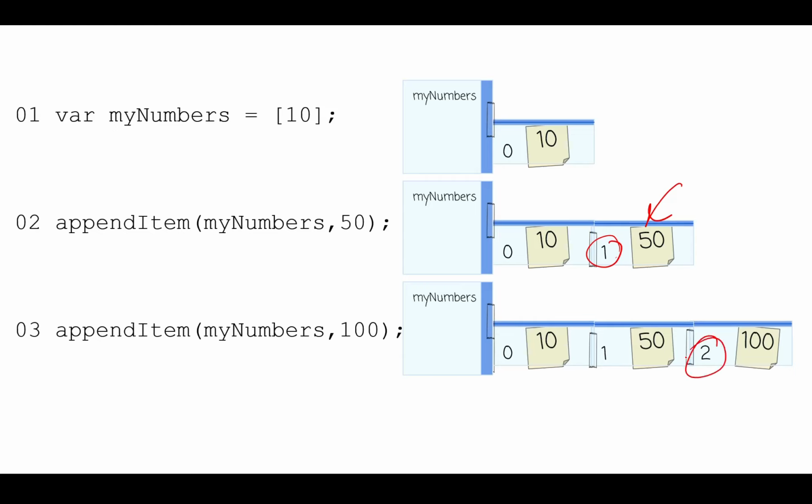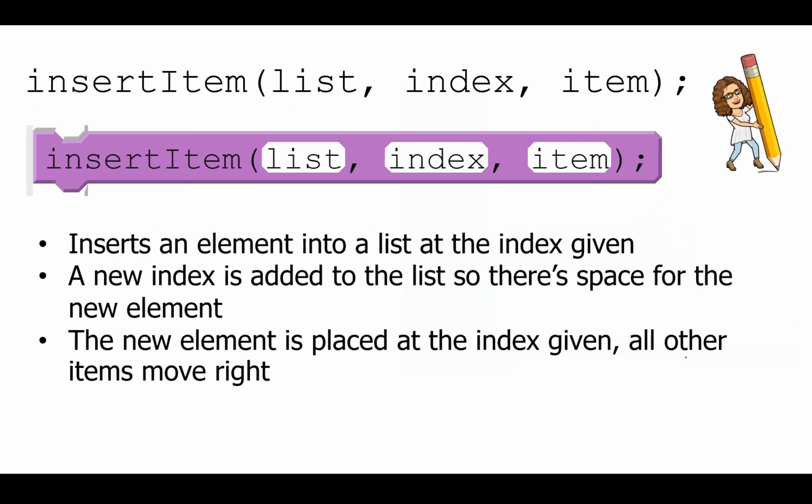Now you're probably thinking, well, Marsh, what if I want to add in the middle? Here you go. Insert item. Insert item allows you to add in the middle of a particular list. So you're going to say what list, what index, and what item do you want to put in there? This inserts an item in a list at the index that you gave. That new index is added to the list, so there's space for the new element. And the new element is placed at the index given. All other items will move to the right. So if I add someone in spot 1 and there's people in spot 2 and 3, everybody will scoot down 1 to make room.